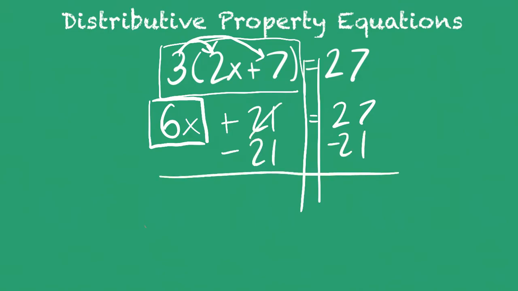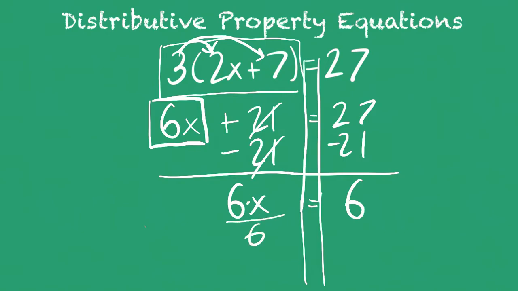So the 21's cancel out on the left. 27 minus 21 is 6. And then I have the 6x on the left-hand side still. And then my final step, I have 6 times x here. So to undo that, I divide by 6. And the 6's on the left cancel out, so we are left with x. And on the right, we have 6 divided by 6, which is 1.